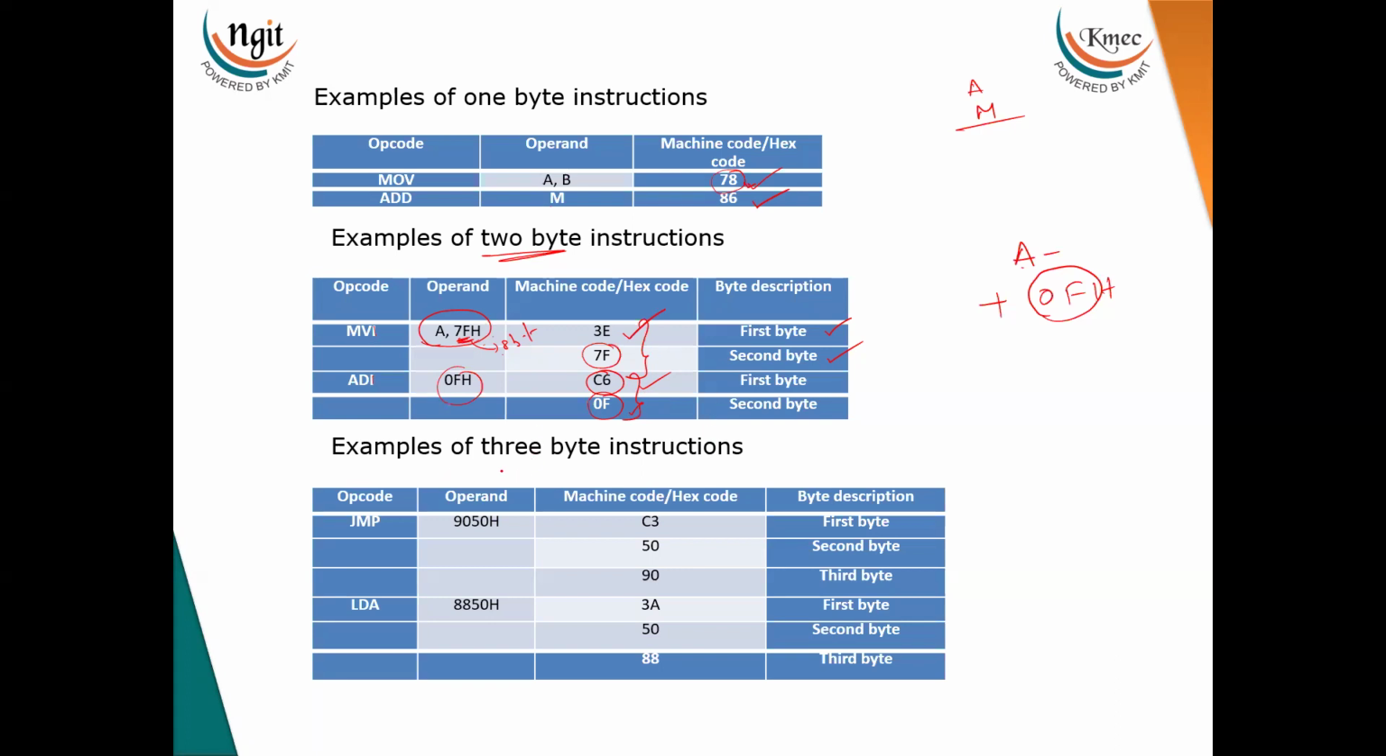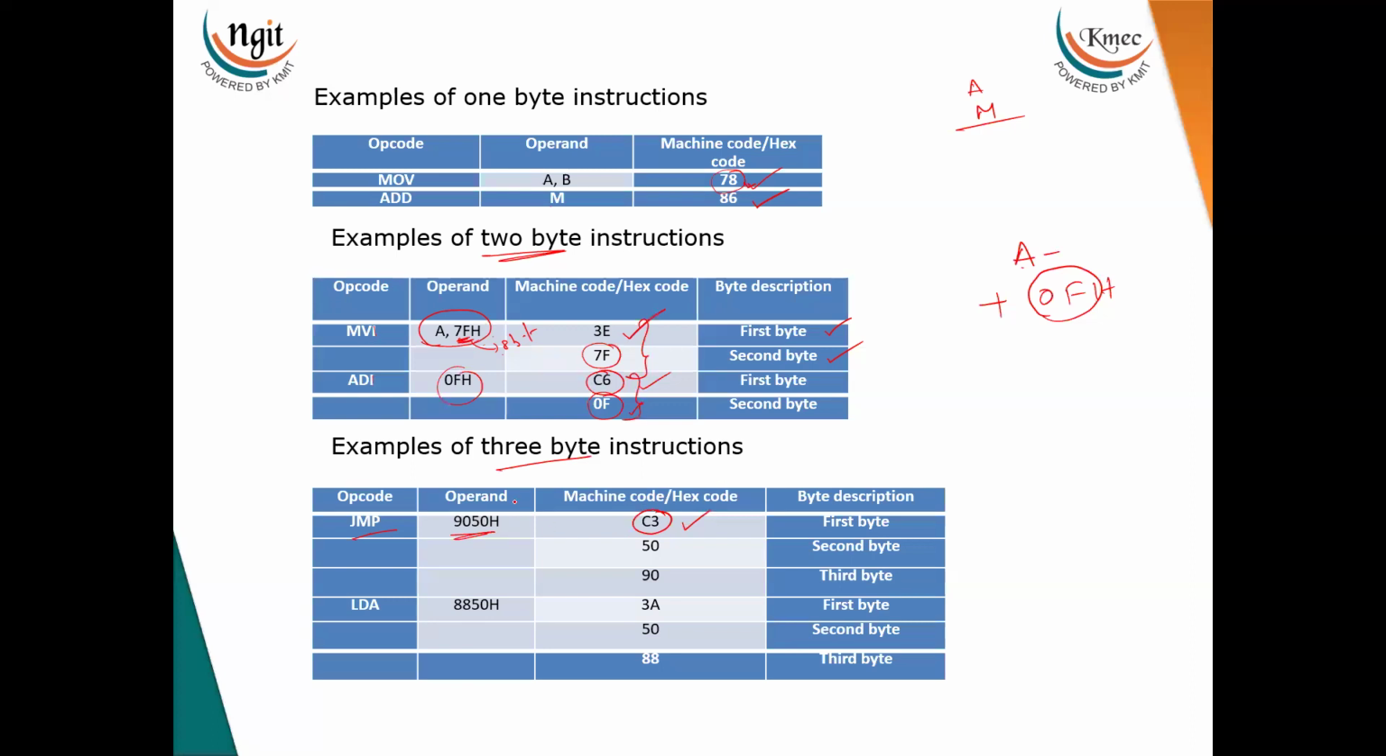Now coming to the 3 byte. Now along with the mnemonic, if you are specifying a 16-bit address or 16-bit data, then that is called a 3 byte instruction. Now for JMP address location, the opcode is C3. And how will we know this opcode? You need not memorize anything by heart. So we provide the opcode sheet to you. By seeing the opcode sheet, you have to write the opcodes.